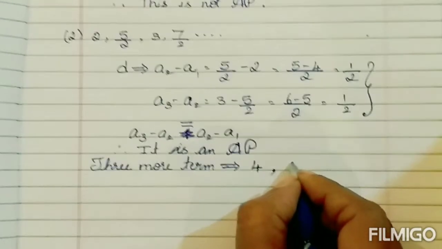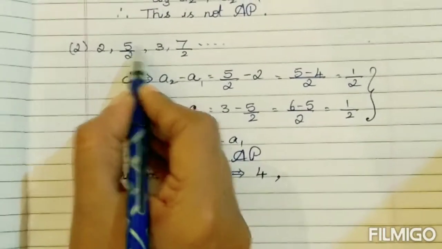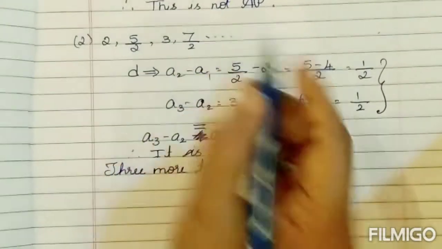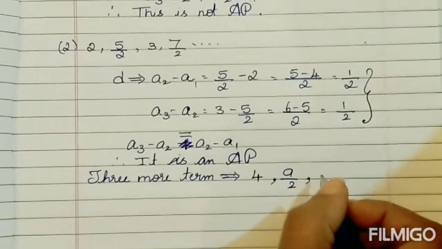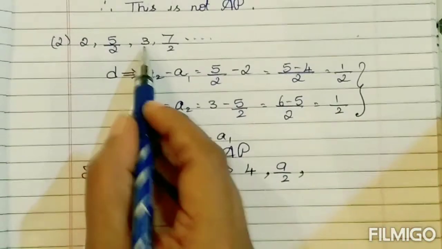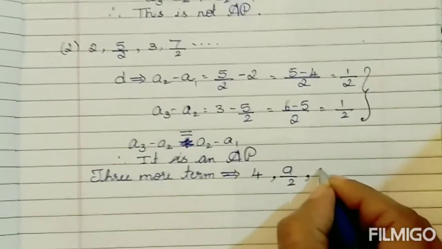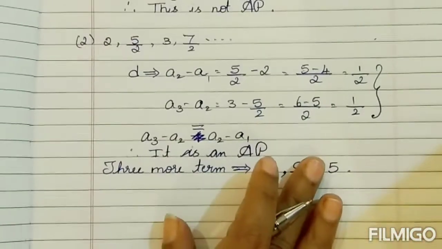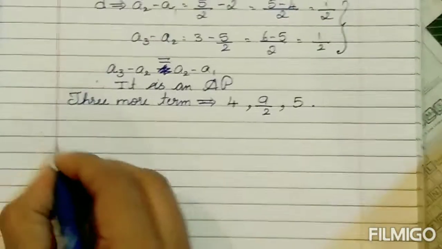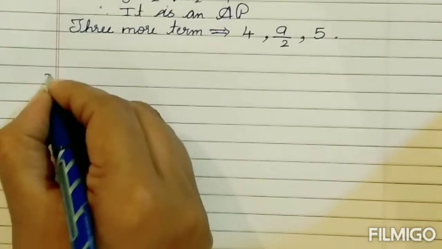5 plus 2 means 7, so 7 by 2, then 9 by 2. Another one term, 3, 4, next will be 5. They have asked only 3 terms. Next we are going to take square root.